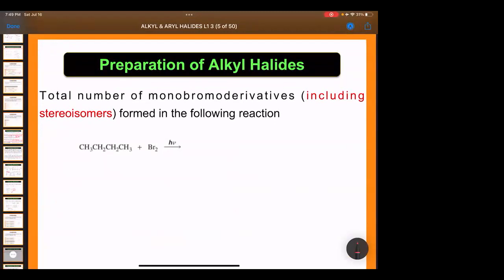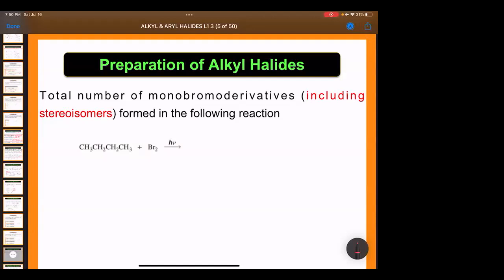Okay. Now there is one more hurdle. Read this question. In order to highlight the difference, I have highlighted the statement in red. So total number of monobromo derivatives, you already did this question. But now you need to tell me how many stereoisomers are forming. Getting it or not?